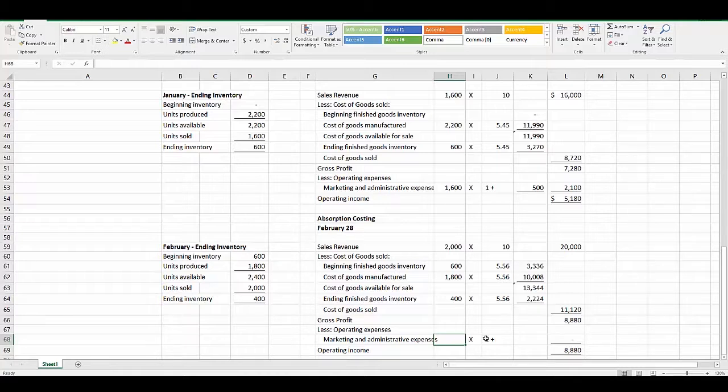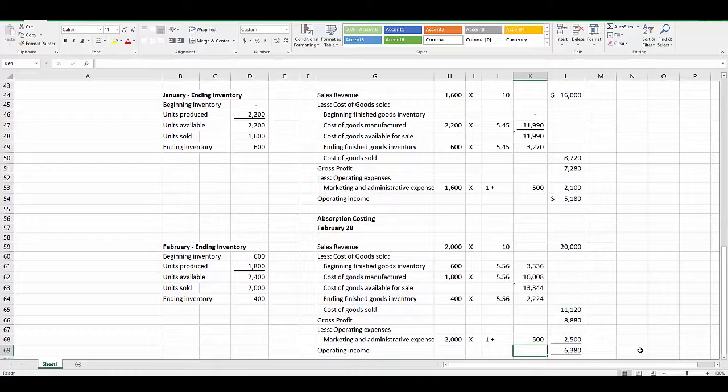So that will be our 2,000 units, and the sales commission is $1. And in addition, we have 500 of fixed expenses that we were given. So we end with $6,380 worth of operating income at the end of February.